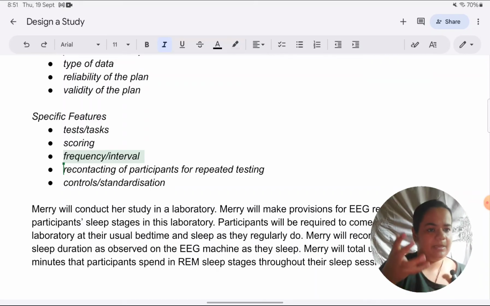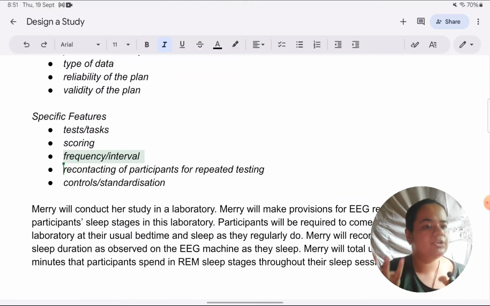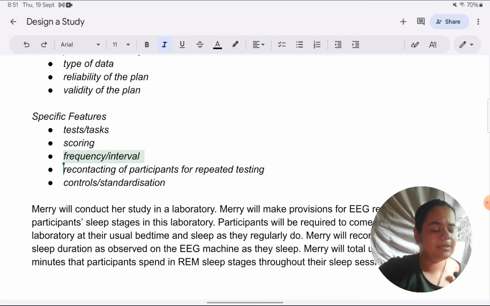Here, if you say that there'll be one group of participants who are children and one group of participants who are older people, and we'll compare, so we'll get both of them to the laboratory and we'll compare how long children are spending in REM sleep, and how long older adults are spending in REM sleep.